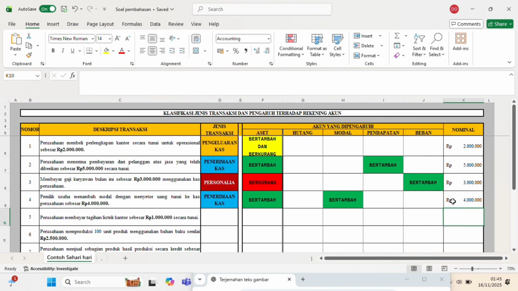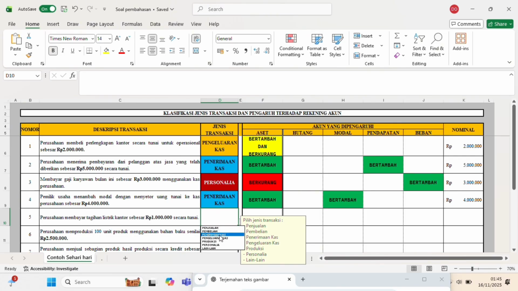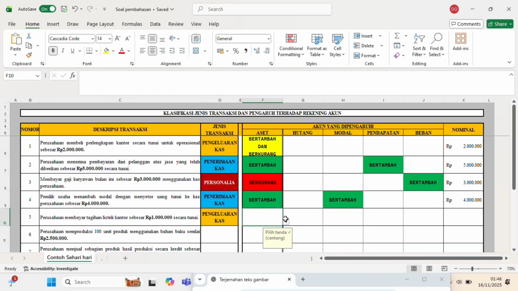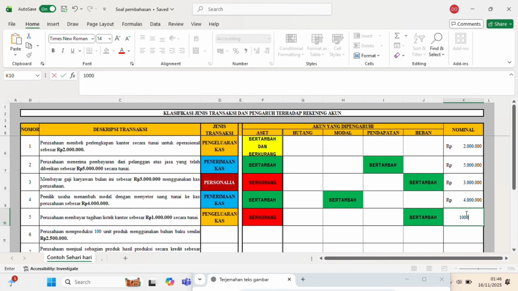Number 5. The company paid the office electricity bill amounting to 1 million in cash. Paying the electricity bill means this transaction is a cash outflow. The accounts affected are cash, an asset, decreases, and electricity expense increases, amount 1 million.